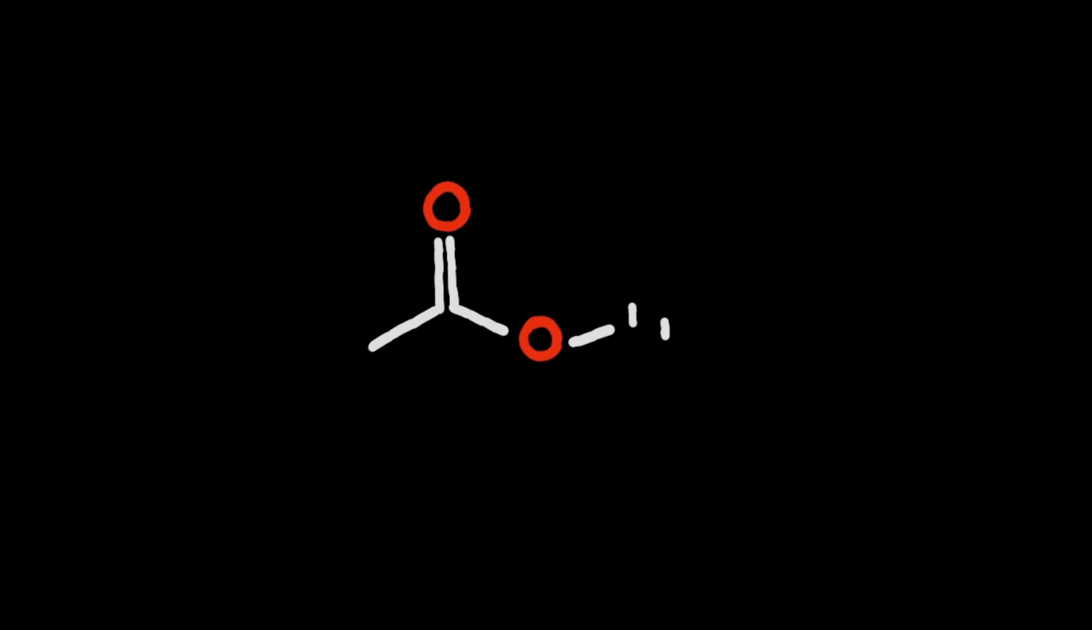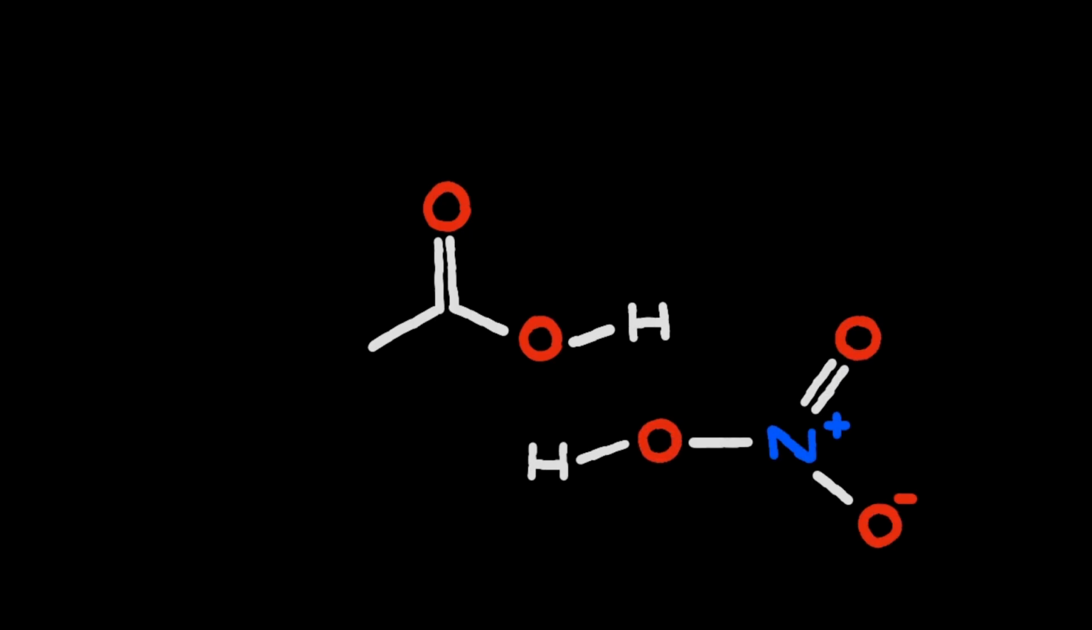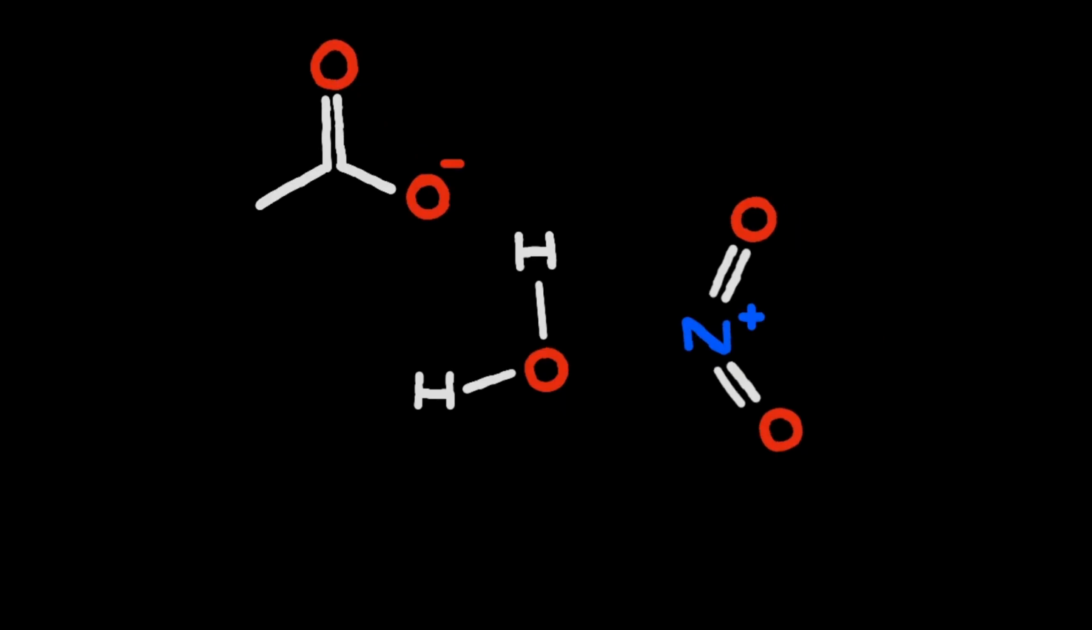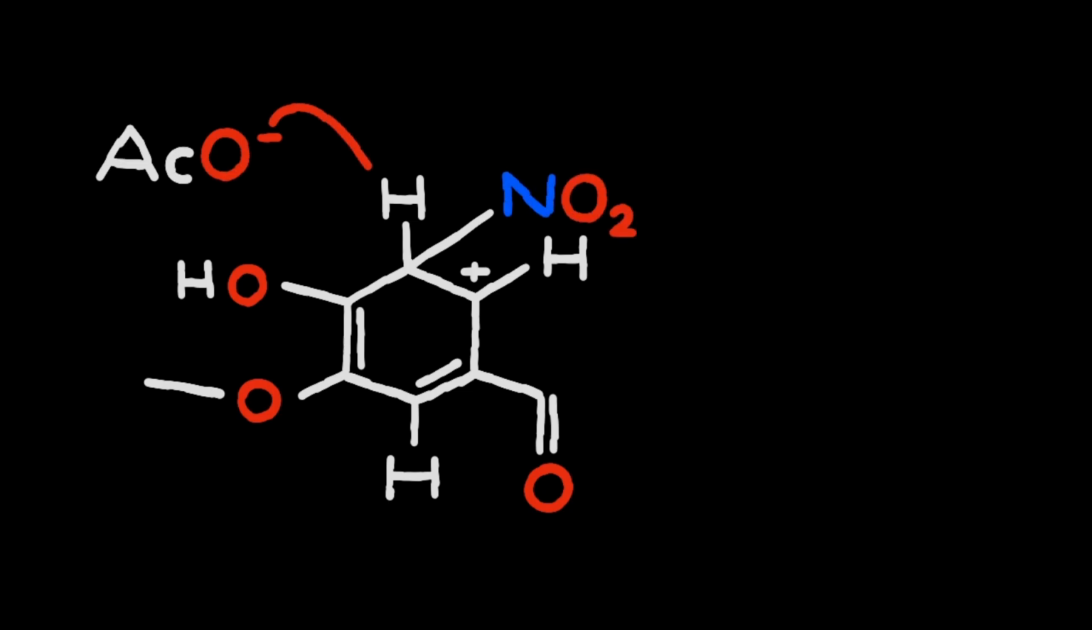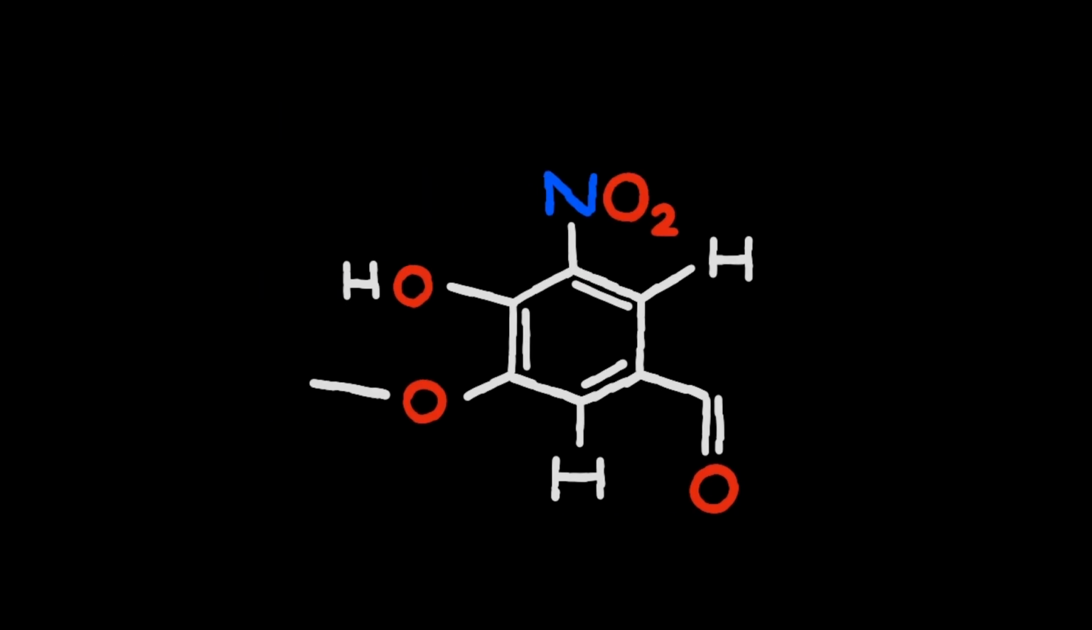Mechanistically, with acetic acid and nitric acid, you're generating nitronium ion in a moderately acidic medium. The hydroxyl and methoxy groups activate the ring, giving 4-hydroxy-3-methoxy-5-nitrobenzaldehyde, or 5-nitrovanillin.